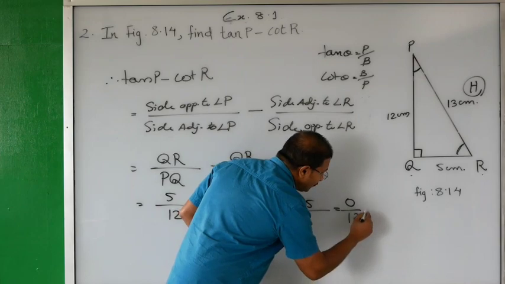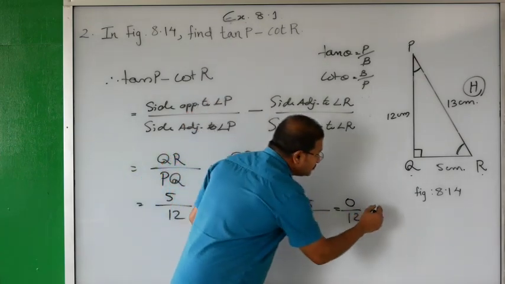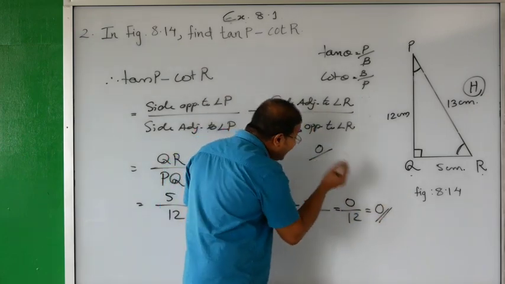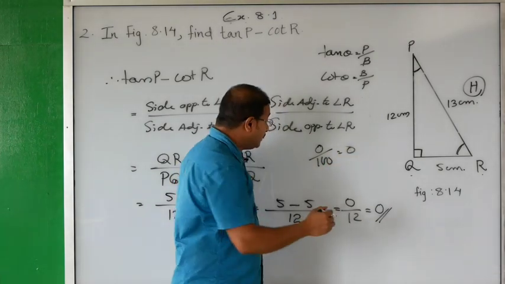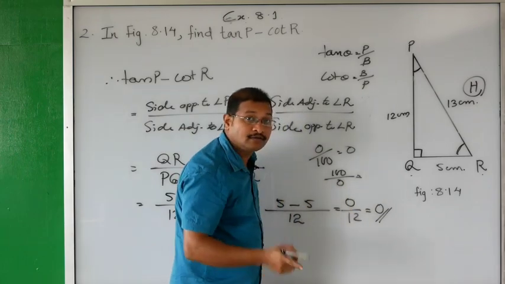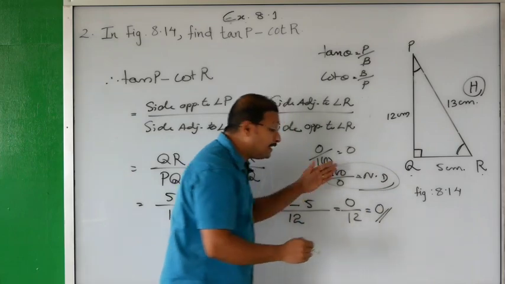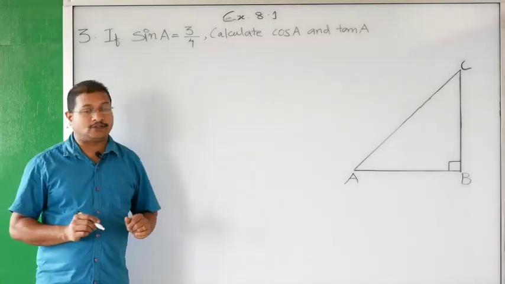0 by 12. 0 by any number, you are going to get 0. Is it okay? That means 0 by any number, like even 100, you are going to get 0. But any number divided by 0, what you'll get? Yes, not defined. Very careful. Any number divided by 0 is not defined. Let's see the next question.